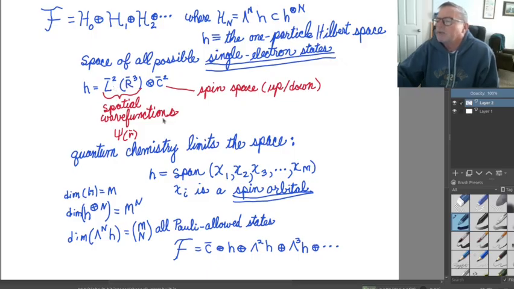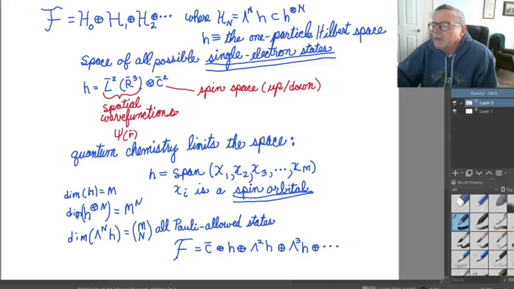Now quantum chemistry limits this space so that we're not trying to conquer the universe. The H normally spans, and these fancy X's are spin orbitals. So we figure out how many spin orbitals it's going to span, and that's how we figure this out. The dimension of the h is capital M. For minimal basis hydrogen, the M is 4.